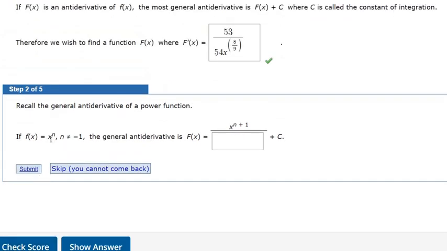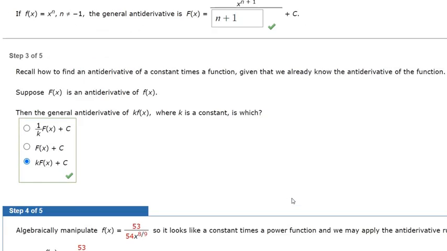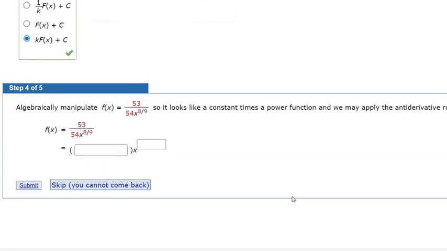Okay, so they want the general form. If you have x to the n, the antiderivative adds 1 to the power, but then you need to make sure that the plus 1 cancels out when you take a derivative so that it turns back into the original function. Suppose it's the antiderivative of f of x, the general form, if this is k. If k is a constant multiplying your function, when you take an antiderivative, k is still multiplying at the end. That's what it's emphasizing there.